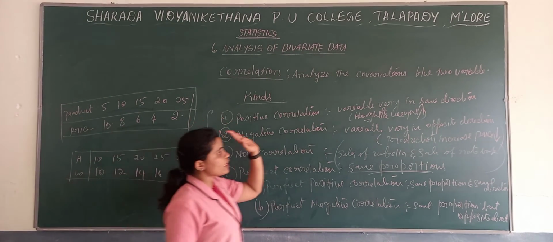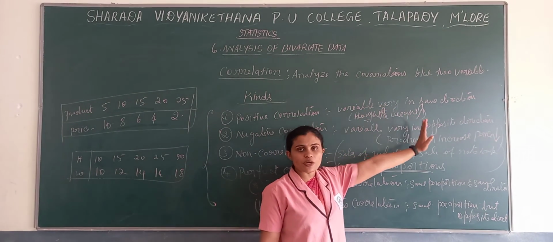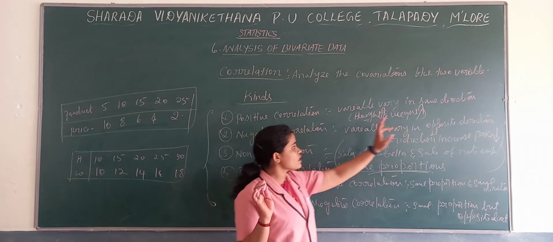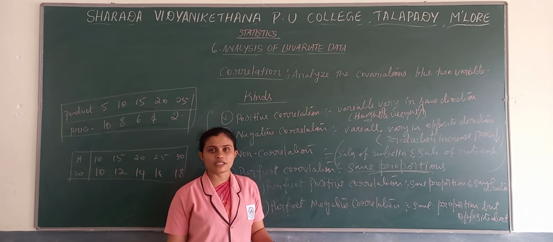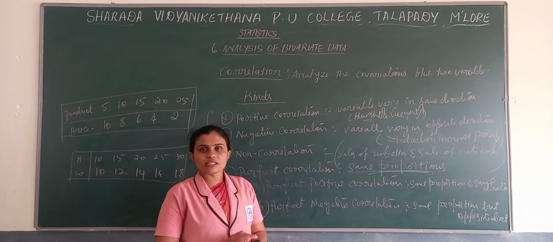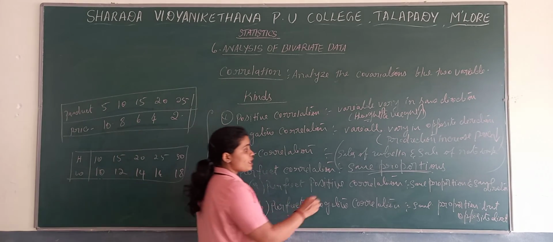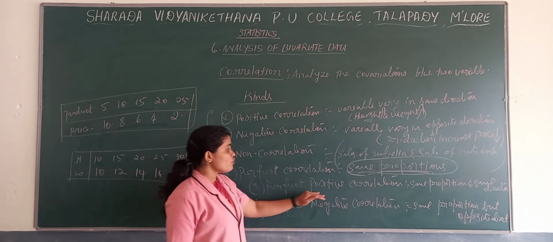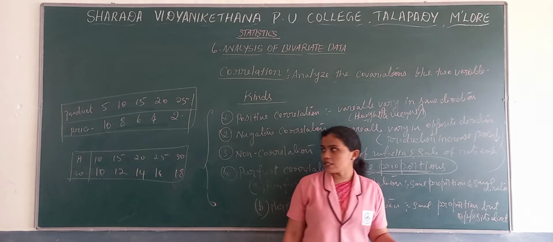Positive correlation speaks only about the direction, not the proportion: when one variable increases, the other also increases. Negative correlation: when one variable increases, the other decreases, so variables vary in the opposite direction. No correlation: there is no relationship between the variables. Perfect correlation: variables vary in the same proportion, speaking about the proportion. Perfect positive means they vary in the same proportion and in the same direction.